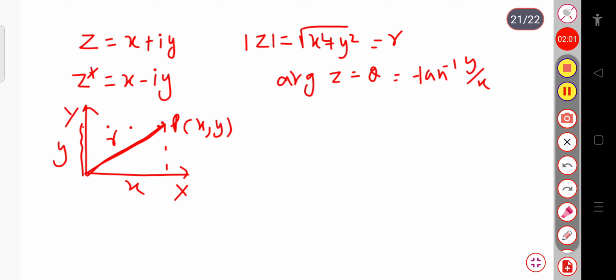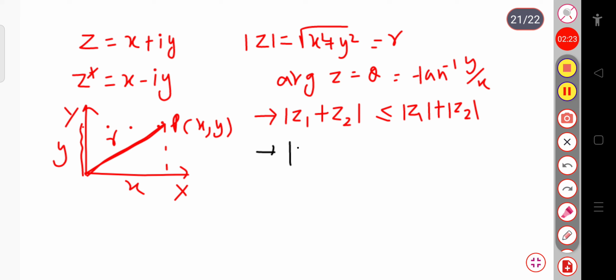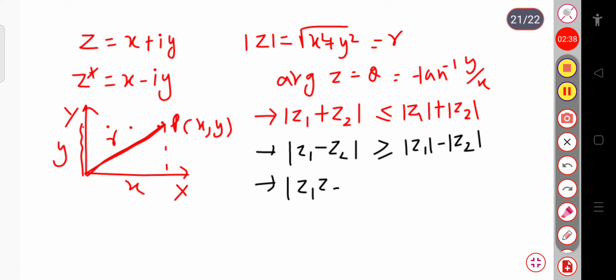Now you can write some basic properties. If I take two complex numbers z1 and z2, the modulus of z1 plus z2 is always lesser or equal to mod z1 plus mod z2. These are some basic and important properties. The next one is, if I subtract, the modulus of z1 minus z2 is greater or equal to mod z1 minus mod z2. And similarly, if I multiply z1 with z2, the modulus is equal to mod z1 into mod z2.